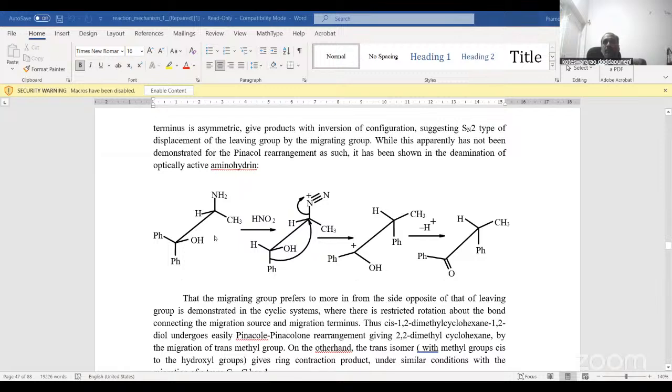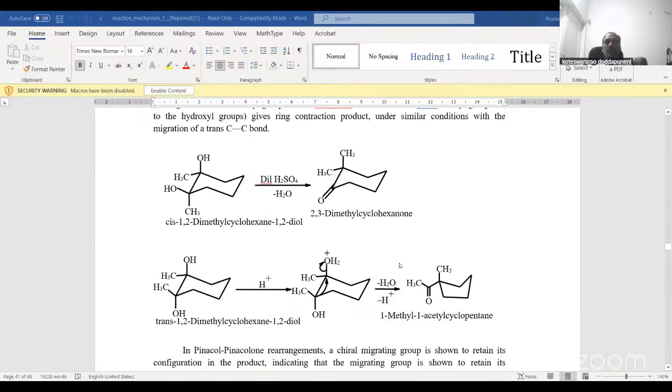This is the aminohydrin which is treated with nitrous acid. It leads to the formation of a diazo compound. This diazo compound eliminates nitrogen gas with simultaneous migration of the phenyl group. This phenyl group migrates from this position to this position. That leads to the formation of a new carbocation, which is more stable than the previous one. Then it undergoes elimination of a proton from the oxygen, which leads to the formation of a carbonyl compound. Next, cis-1,2-dimethylcyclohexane-1,2-diol undergoes the pinacol rearrangement.